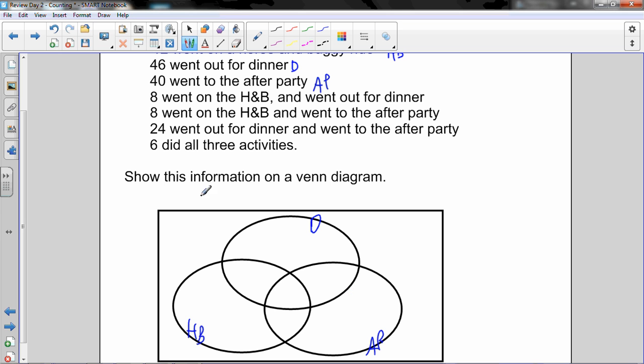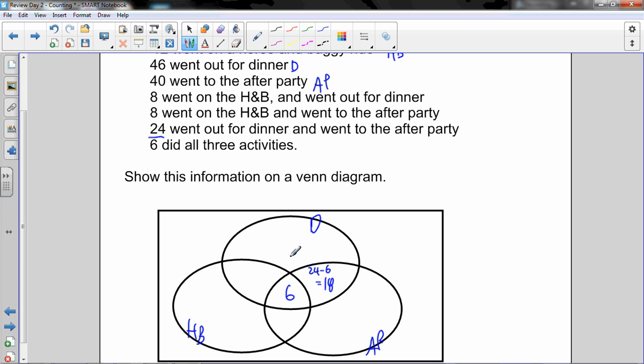So how we do this is we start in the middle. 6 did all 3. And then we start working our way out. The next one, let's say here. Well, in here represent the people that went out for dinner and went to the after party. Well, 24 of them went out for dinner and went to the after party. Well, we've already counted 6 of them all. So I subtract off that 6 and I get 18 in there.